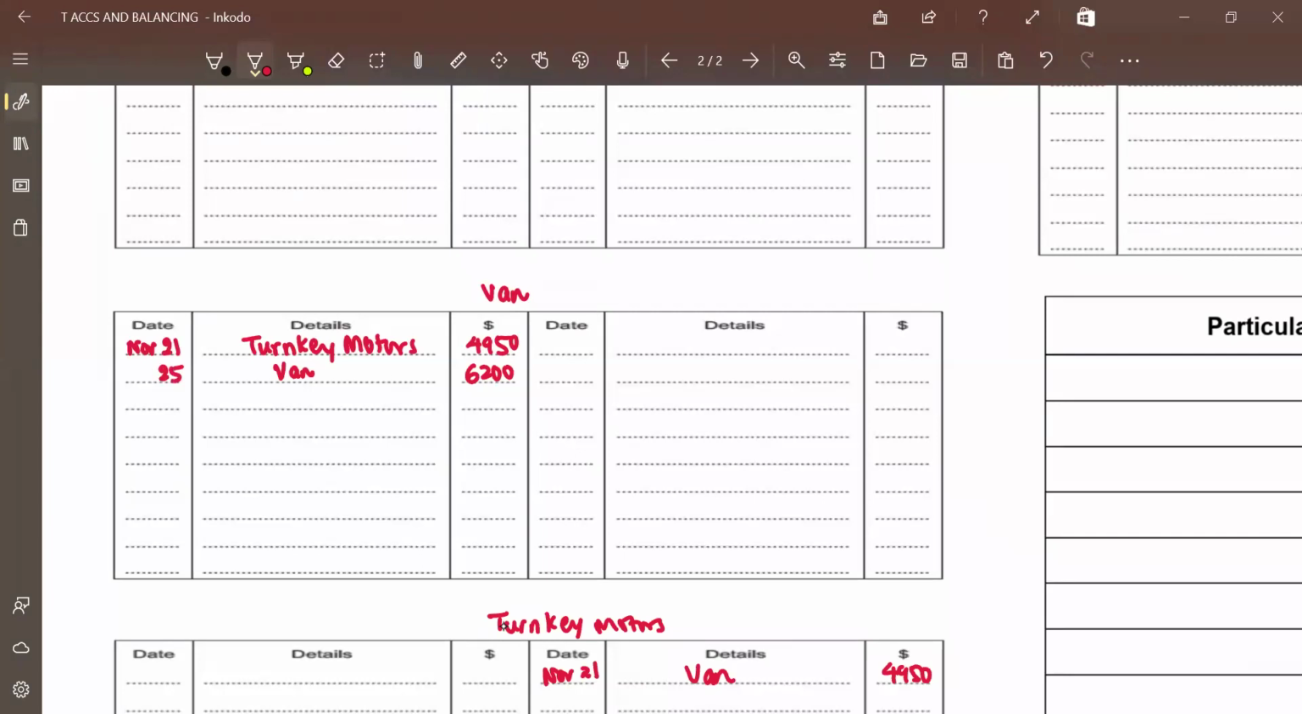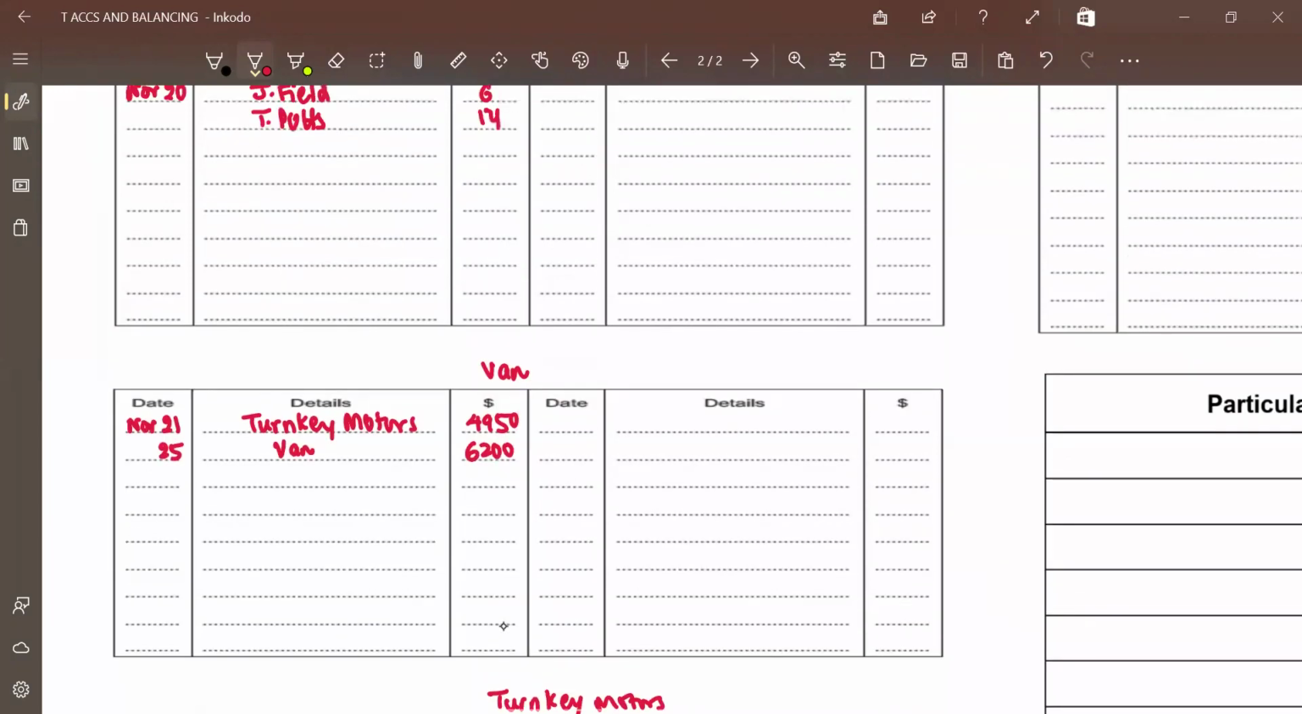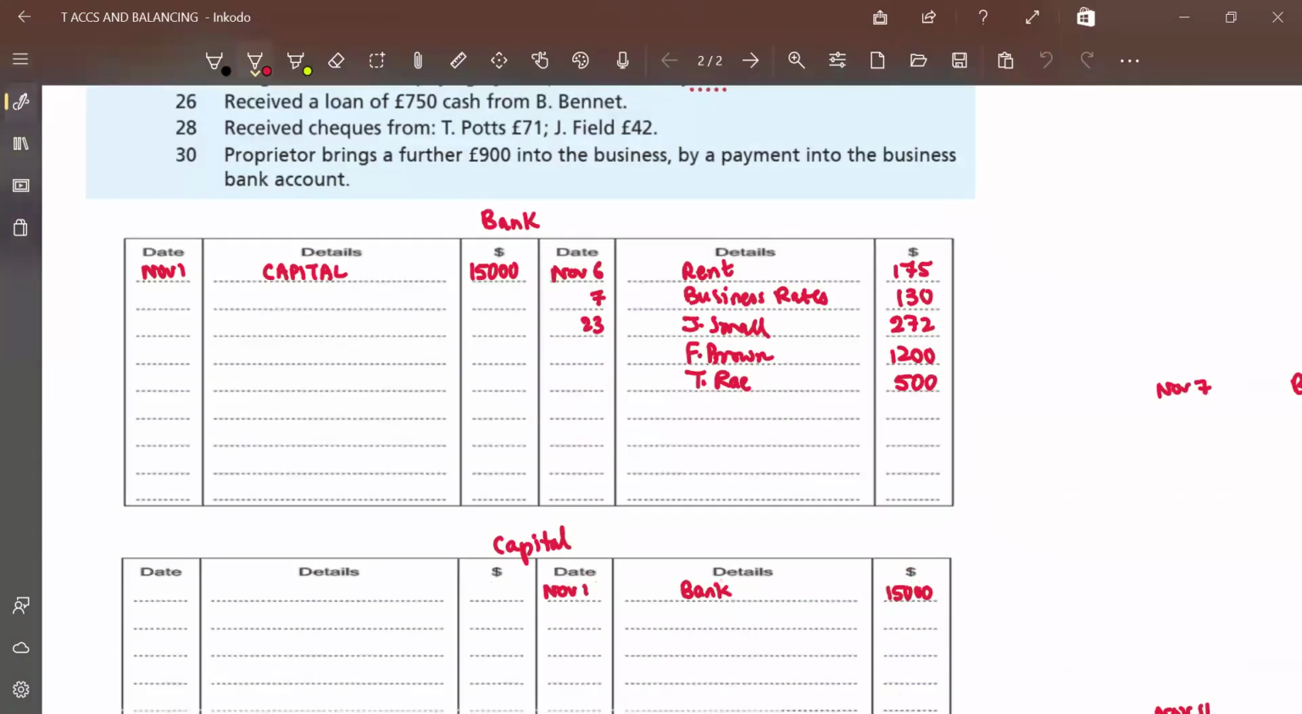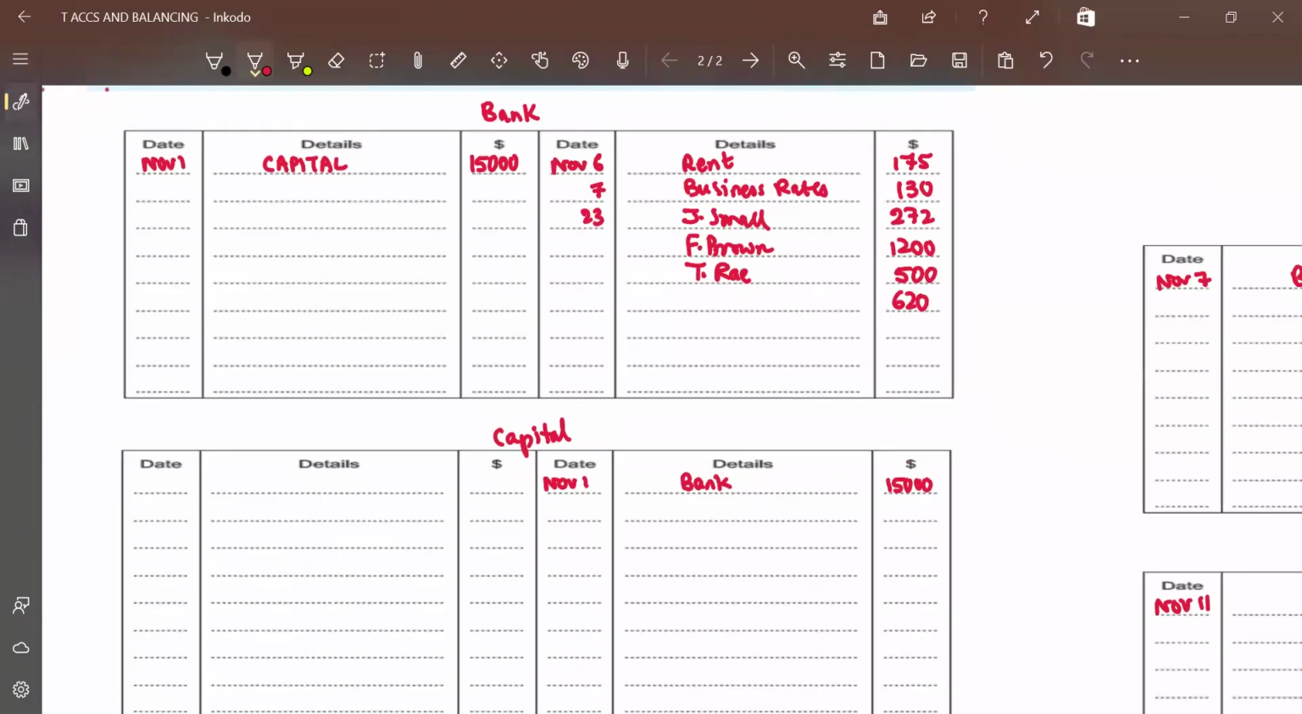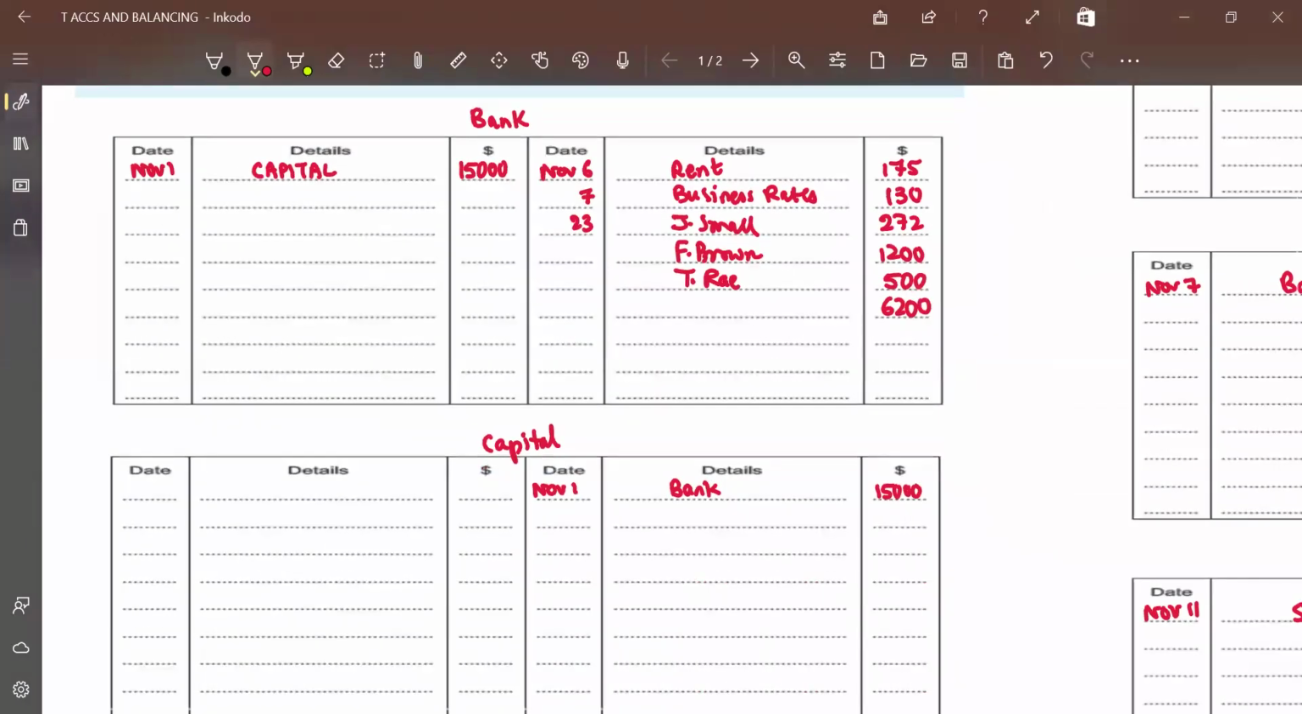So I'm going to go to the bank account immediately and credit the bank account. Why? Because you've paid for the van immediately, 6,200. And if I ask you where did this money go, you'll say, sir, you've bought a van on the 25th of November, right? Then we talk about the next transaction, received a loan.